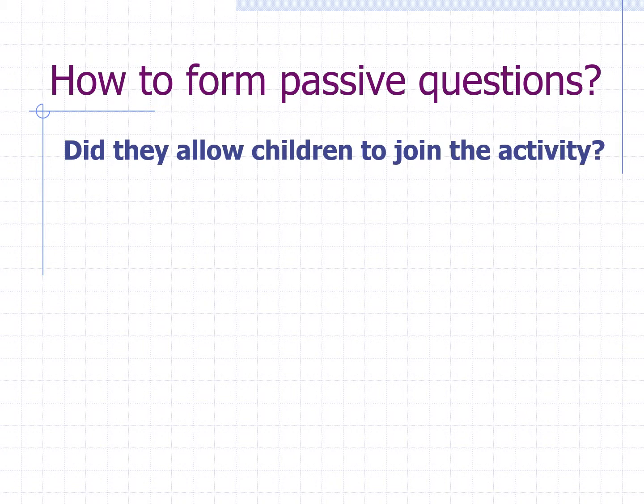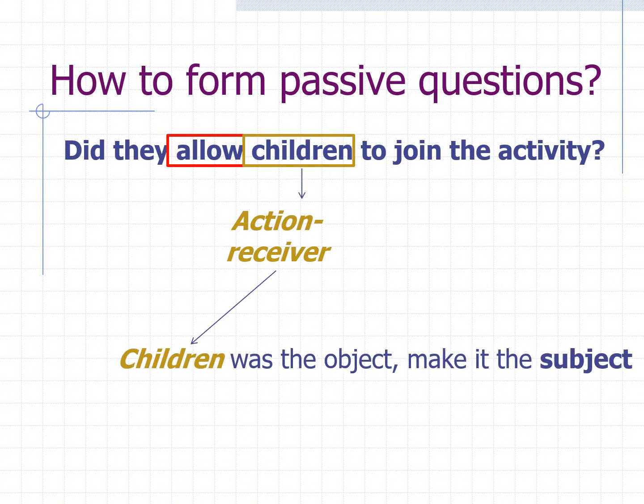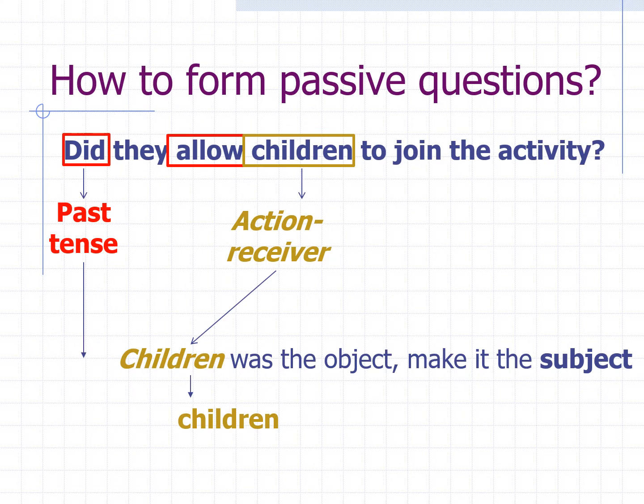Now we locate the verb first, that is allow. This is the main verb, the verb that comes first. So we now know where the action receiver is, which comes after the main verb. That is children. This is the action receiver. This was the object, and now we make it the subject of the new sentence. Then we look at the verb allow, and we have to decide what tense is being used. So we look at the auxiliary verb did. We know that past tense is being used. Now we have to change the verb into a passive verb in past tense. And if you remember, that would be was or were plus the PP of allow, that would be allowed. Just add ed at the end.